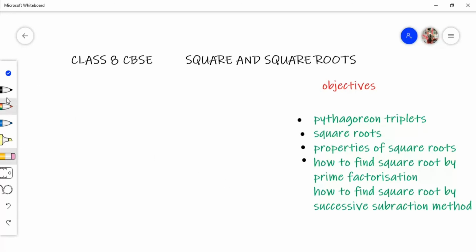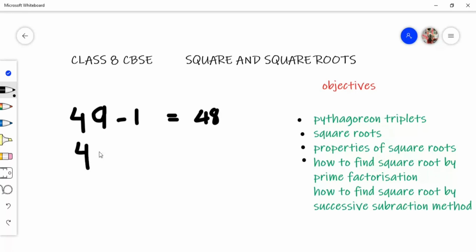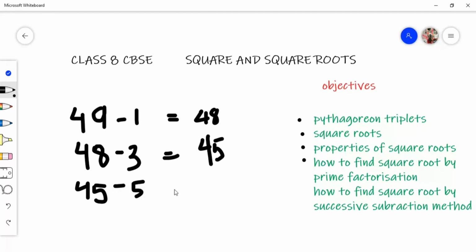So here we can take the number 49. For 49, the first odd number is 1. Okay, we will subtract it with 1. The answer we get is 48. The next number is 48, so we will keep on subtracting till we get 0 as our difference. Okay, so 48 minus 3 will be the next thing, that is equal to 45. Then 45 minus 5, it's equal to 40. It seems quite more, but after that the numbers get bigger, so it will be easier for you.